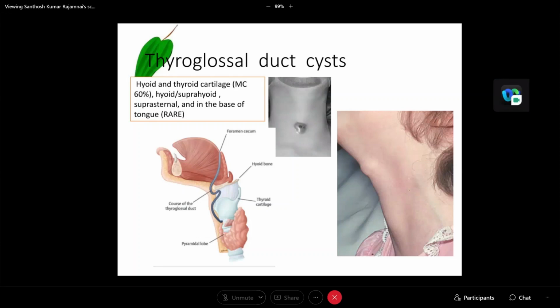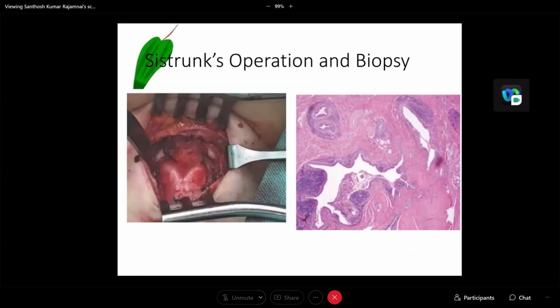So treatment is nothing. You just have to excise it, and the name of the operation is called Sistrunk's operation. Without going into details, I'm just telling you the name of the operation is Sistrunk's operation, and the second operation is Dunhill's modification of Sistrunk's operation. Just one word about Dunhill's modification: if you leave off the suprahyoid portion of the duct, that is called Dunhill's modification of Sistrunk's operation.